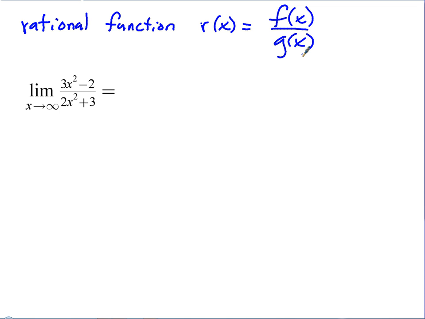Okay? So the other thing we could do here is factor out the biggest power of x that we see in either the top or the bottom if we've got a rational function. In this case, I've got x squareds in the top and x squareds in the bottom. If I just factored an x squared out of the top and bottom, what would I get? If I take an x squared out of the top, what am I left with, if I divide an x squared out of both terms?